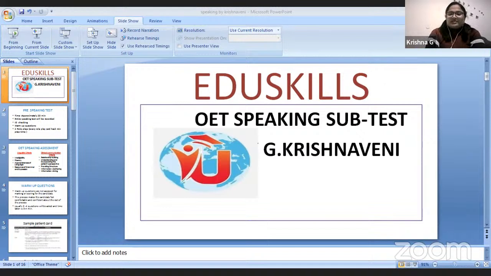Then clinical communication criteria. In this criteria, the candidate will be assessed on 5 different elements. The first one is relationship building, and the next, understanding and incorporating the patient's perspective. The third one is providing structure. That means the candidate has to provide structure, like it should be in order, in case you are explaining to the patient regarding diet modification, injections, or the disease condition. So it should have some structure while you are explaining to the patient.